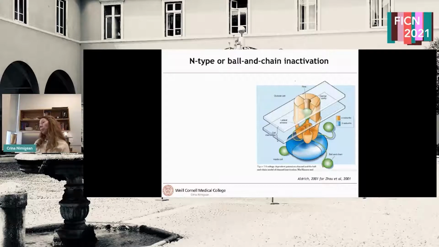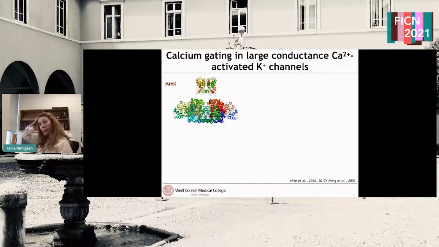the ball and chain was proposed to bind and sterically block the pore of this potassium channel. But there was no structural correlate of ball and chain inactivation to date, meaning that there was no such structure of a channel in a ball and chain inactivated state. So this is where we come in.